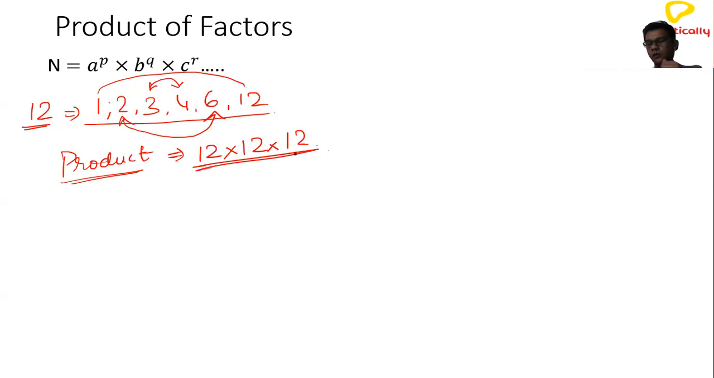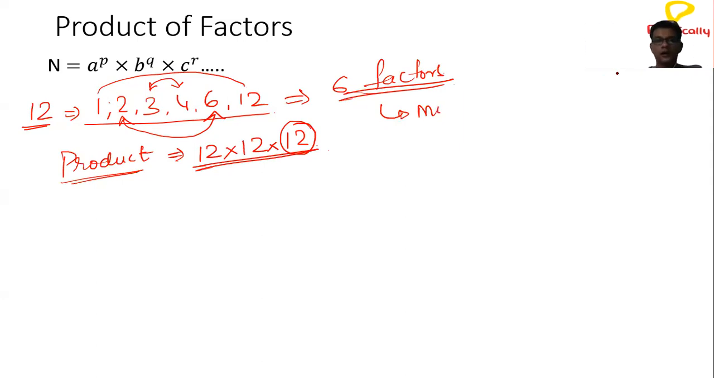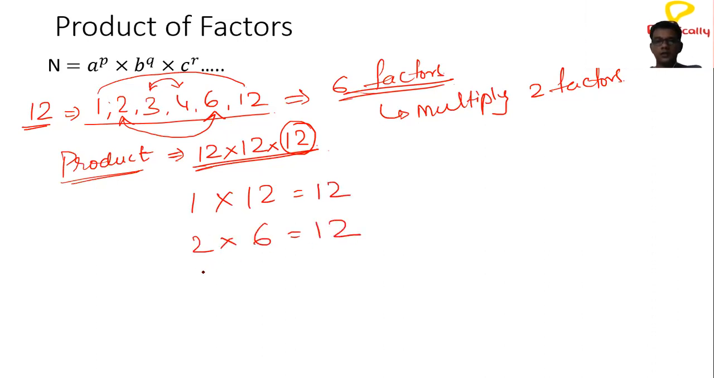So how do I get to this? I realize that 12 has 6 factors. Whenever I have to get the product 12, I have to multiply 2 factors. In this case, I multiplied 1 and 12 to get 12. I multiplied 2 and 6 to get 12. I multiplied 3 and 4 to get 12. So to get this number, I had to multiply 2 factors at a time.